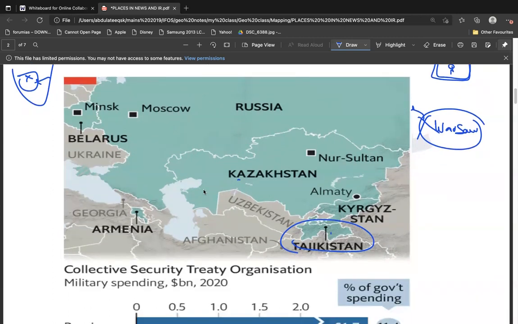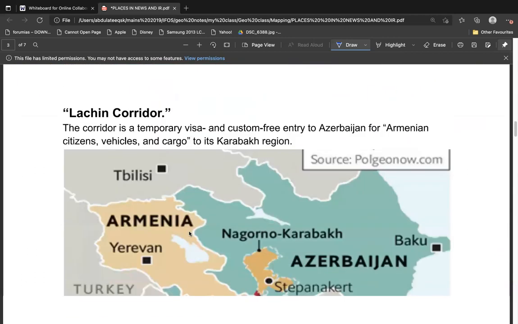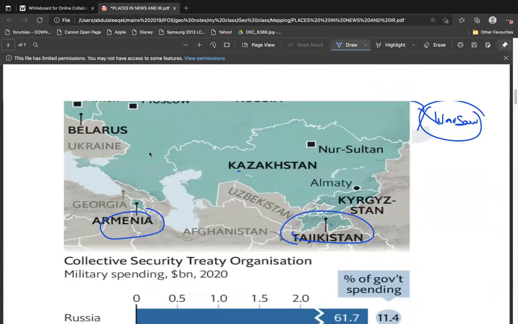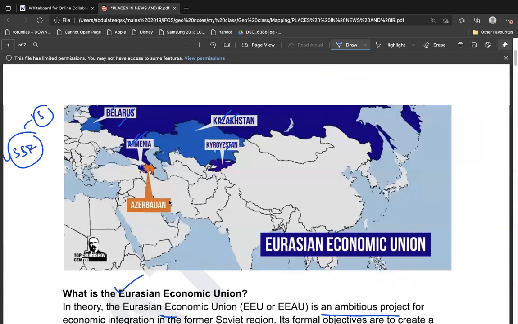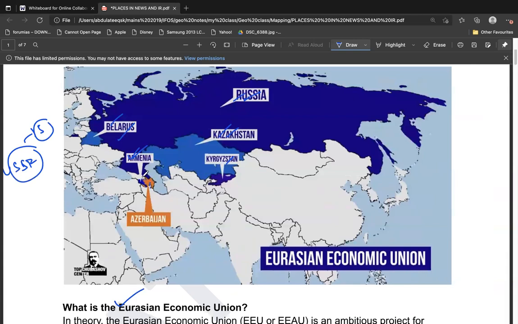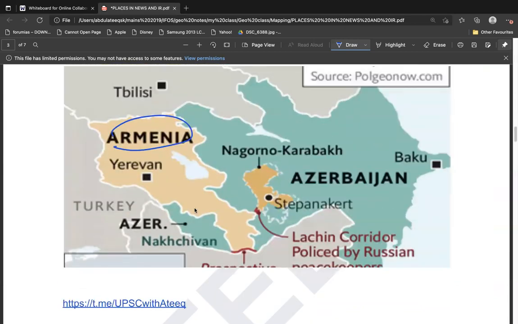Currently, a news issue is going on between Armenia and Azerbaijan. What is happening here? See here, guys, there is Armenia, which we have seen is part of the Collective Security Treaty Organization and also the Eurasian Economic Union. Here you have Azerbaijan, here you have Armenia. There is a dispute going on between them. What is the dispute? Within Azerbaijan, you have the Nagorno Karabakh region. This region primarily has people of Armenian ethnicity.